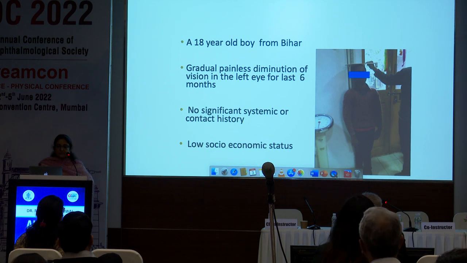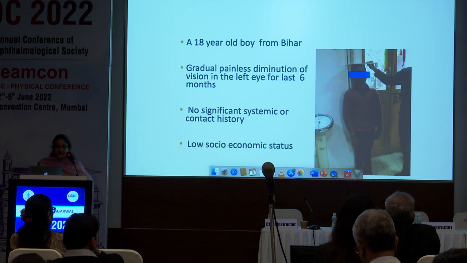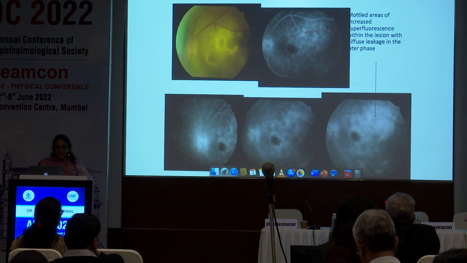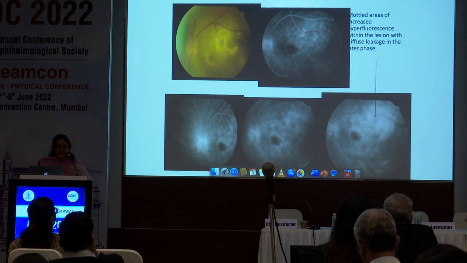Now, just a small case example. This is an 18-year-old boy from Bihar, a gradual painless diminution of vision in the left eye for last 6 months with no significant systemic or contact history, very low socioeconomic status. The patient apparently presented with this large yellowish subretinal abscess looking kind of lesion in the macular area. You do see subretinal fluid involving the macular area, which has detached the macula.